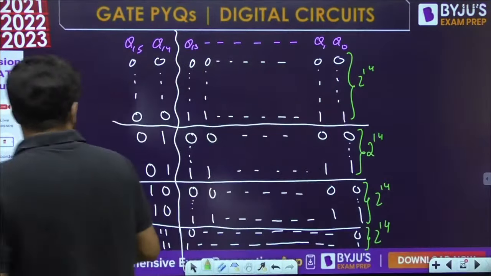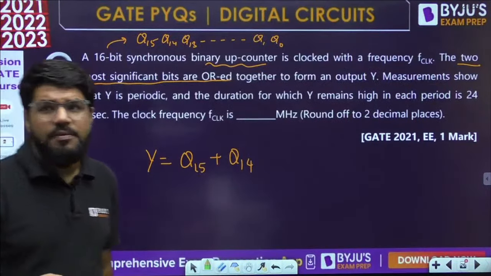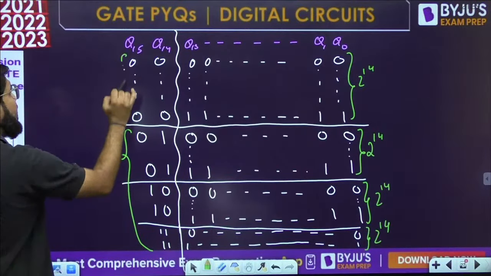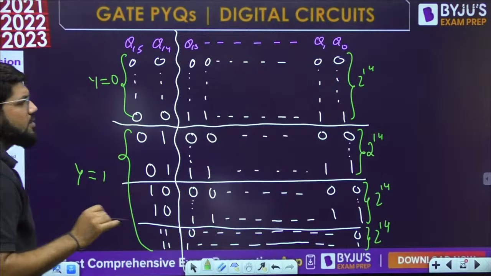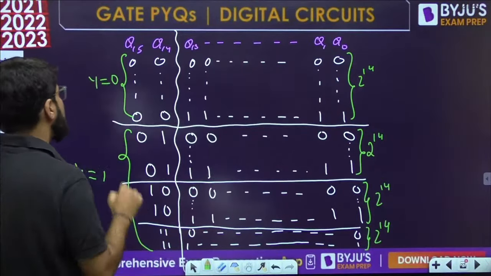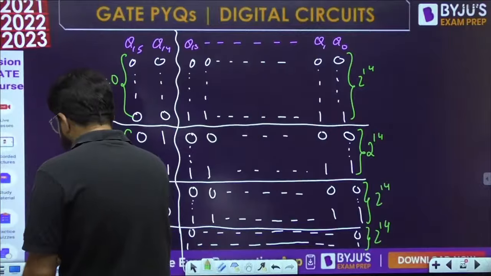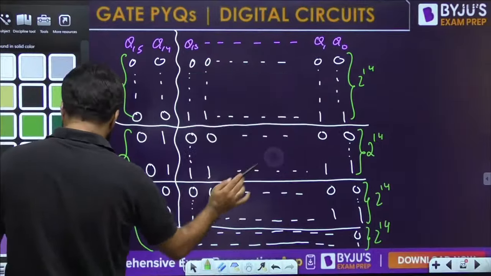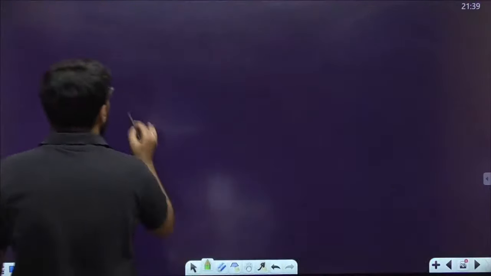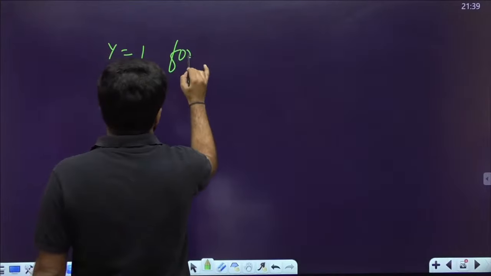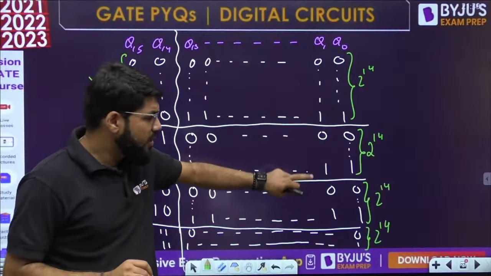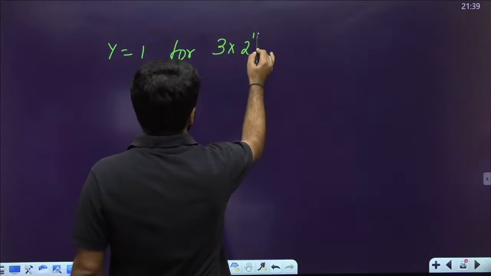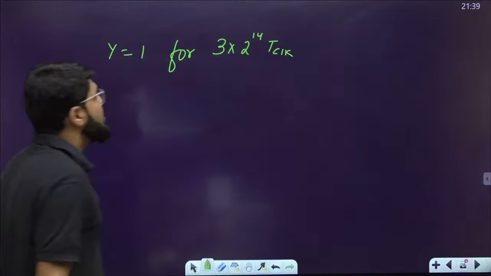But when you are ORing, what is the fundamental of an OR gate? Any input high, output will be high. So for these combinations, Y will be high. Here, Y will be 0. So Y equal to 1 for how many clock cycles? These 2 power 14, these 2 power 14, these 2 power 14 clock cycles. That is 3 into 2 raised to the power 14 clock cycles. Y is equal to 1 for this much time.